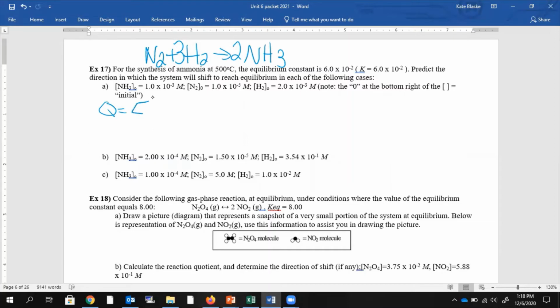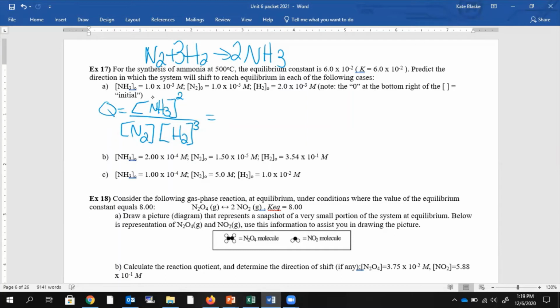This is all in terms of concentration, so I know I'm going to use square brackets. So I've got the concentration of NH3 as my product. It's got a coefficient of 2, so I'm going to have a 2 there. My reactants go on the denominator. I've got N2, which has a coefficient of 1, so it's raised to the power of 1. And then H2, which has a coefficient of 3, so that one is cubed.